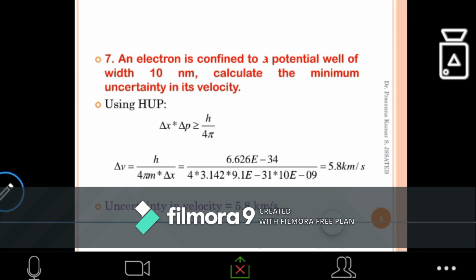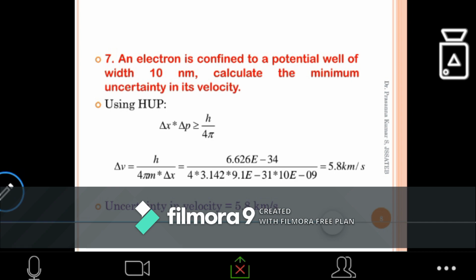An electron is confined to a potential well of width 10 nanometer. Imagine the electron is confined within delta x equal to 10 to the power minus 9 meter. So, the electron is confined within 10 to the power minus 9, that is nanometer. Calculate the minimum uncertainty in its position. Therefore, delta x here is 10 to the power minus 9. Then calculate the uncertainty in velocity.